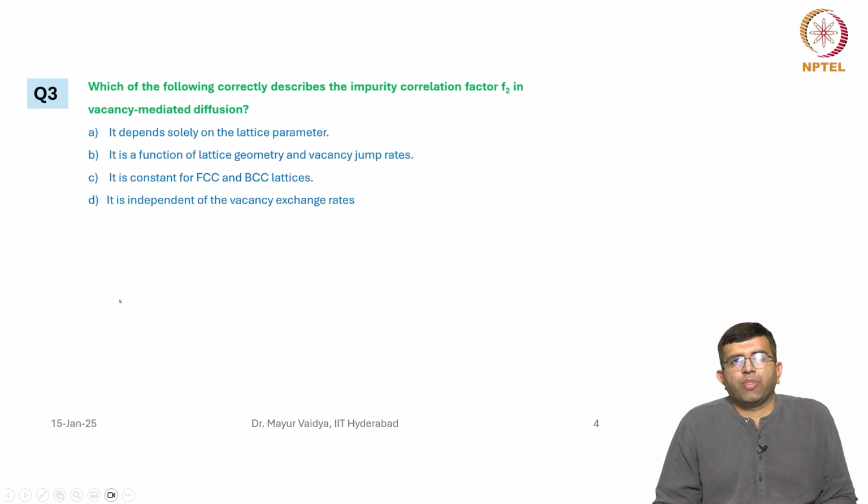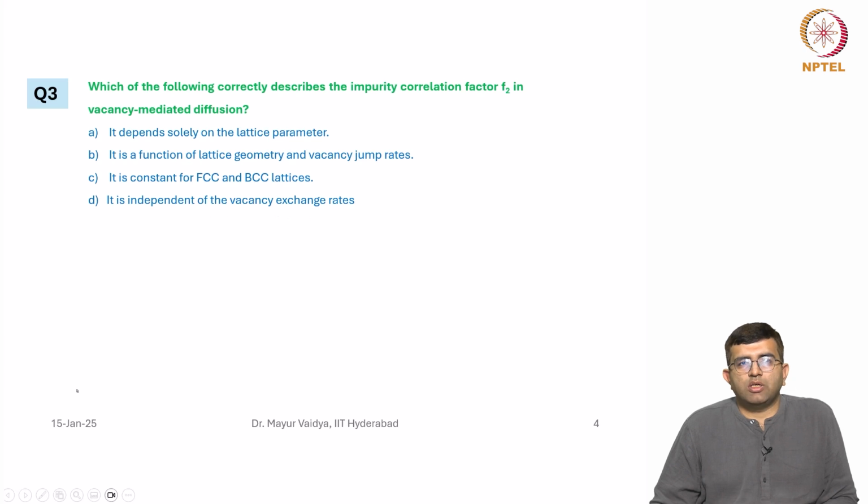Moving ahead, which of the following correctly describes the impurity correlation factor f2 in vacancy mediated diffusion? The first option, it depends solely on the lattice parameter. Second, it is a function of lattice geometry and vacancy jump rates. Third, it is constant for FCC and BCC lattices. Fourth, it is independent of the vacancy exchange rates.